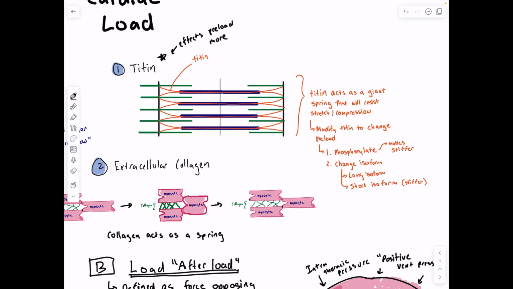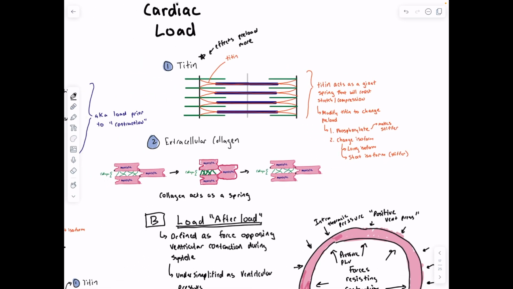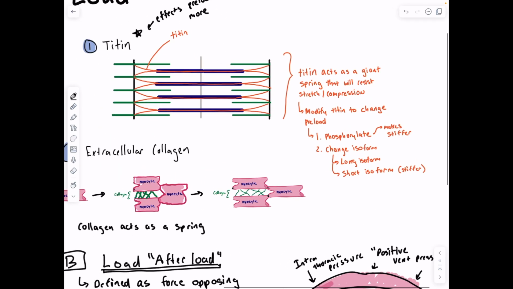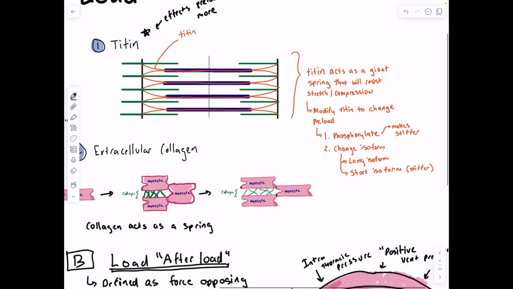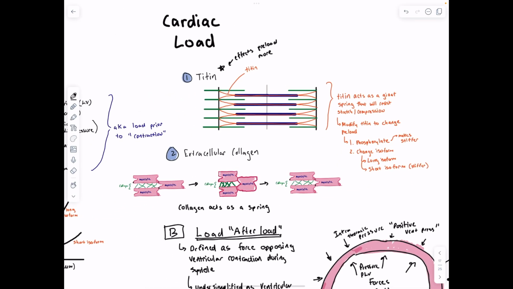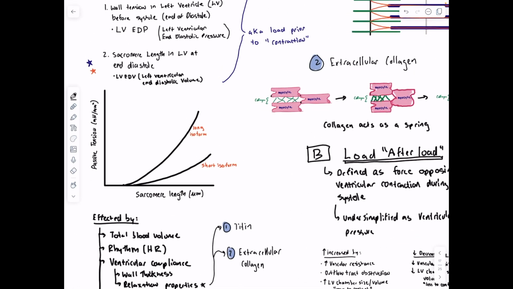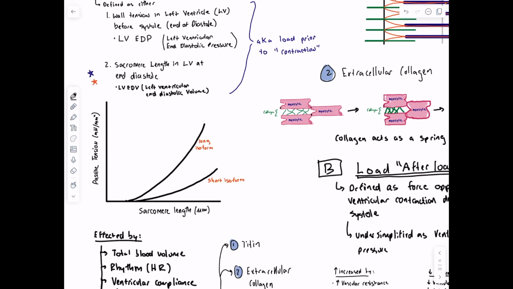And so if you want to change the preload, the length of the sarcomere in the left ventricle at the end of diastole, you could theoretically modify titin as a target. So you can phosphorylate it to make it stiffer, or you can change the isoform, which I don't know if that's possible from a drug point of view. It seems more like different cells would have different isoforms. But anyways, there's the long isoform and the short isoform, and they have different properties. Essentially, the long isoform has more passive tension for the same sarcomere length than the short isoform.